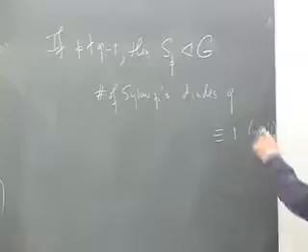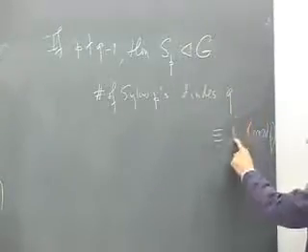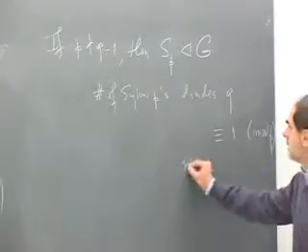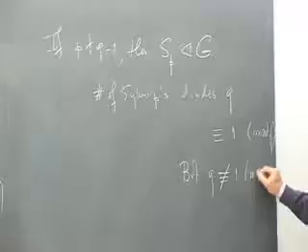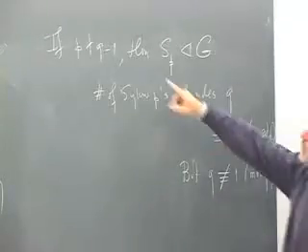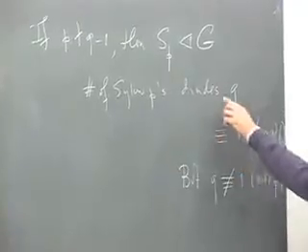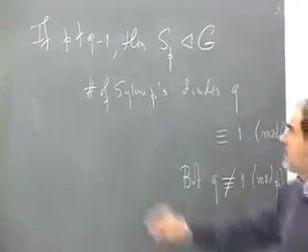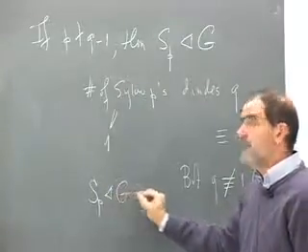On the other hand, the only numbers that divide a prime q are q and 1. Q is not congruent to 1 mod p, because that's our hypothesis, that p does not divide q minus 1. So therefore, the only number that divides q and is congruent to 1 mod p is 1, which says that the Sylow p subgroup is normal in G.